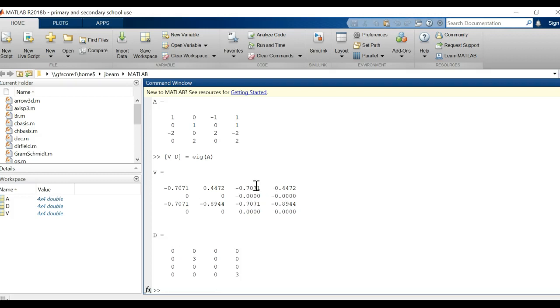And the zeros both correspond to a negative root 2 over 2 for both of those. And the 3's correspond to the same 0.4472 and negative 0.8944 in the first and third spots. So there you go. We're going to tuck away MATLAB for a minute here. We're going to look at a few proofs, and then we'll move on.